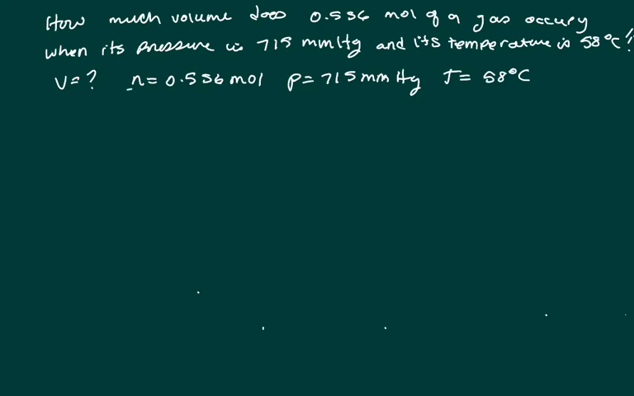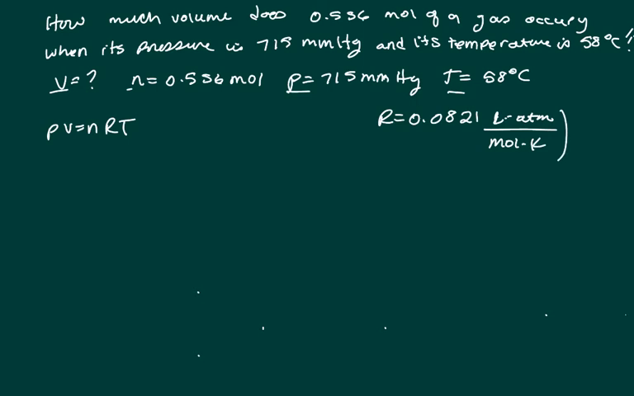Because we have n, P, T, and we're trying to solve for V, we have to use PV equals nRT. So R is 0.0821 liter atm per mole K. Alright, and so what do we have here? We are trying to solve for volume, and we can rearrange the equation and divide by pressure on both sides to get volume alone.